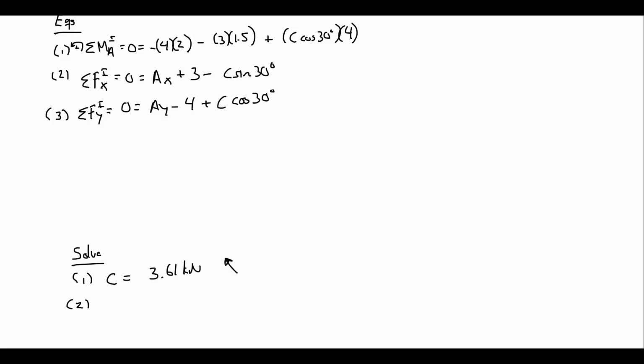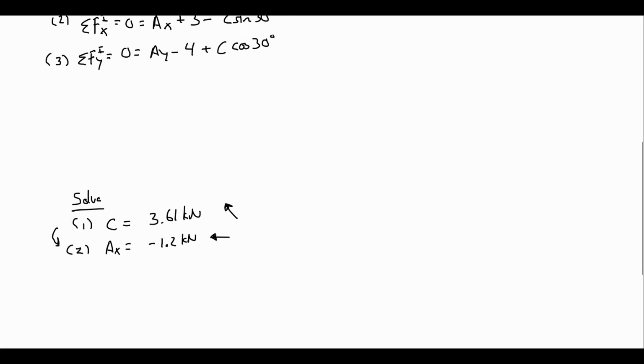In equation 2, now that we know the value of C, we can find that AX is going to be a negative 1.2 kilonewton. It's negative. We assumed it was pointing to the right. It actually points to the left. And using our knowledge of the value of C in equation 3 will give us the value for AY is a 0.875 kilonewtons. It's positive, so our assumption of up is correct.